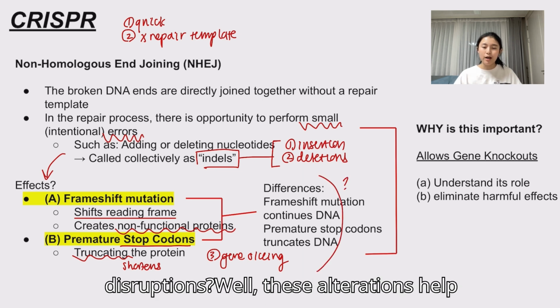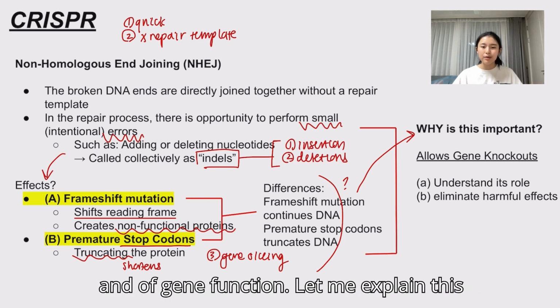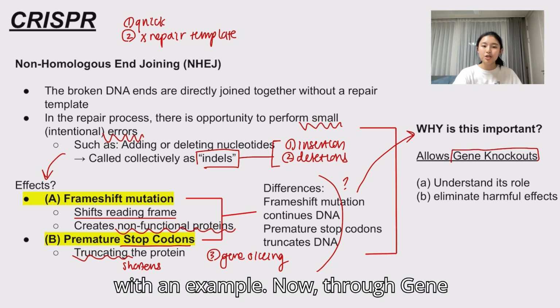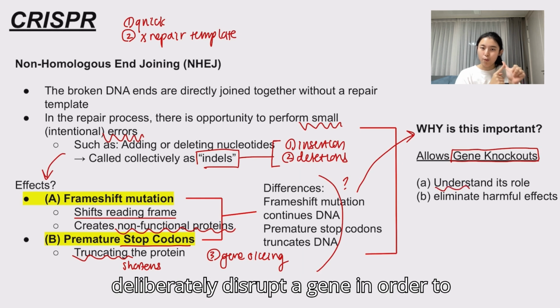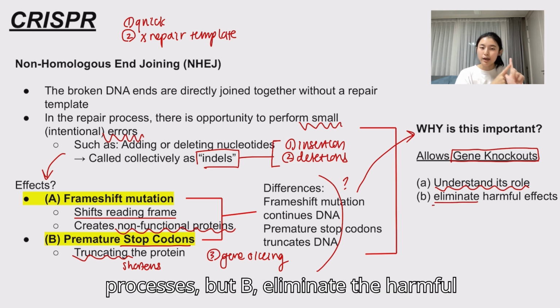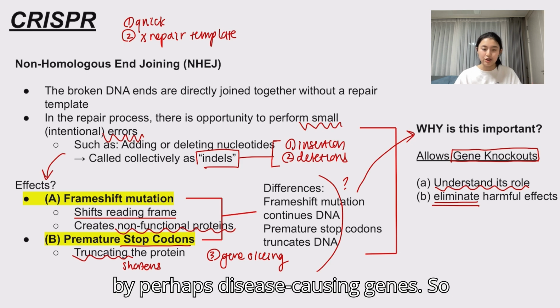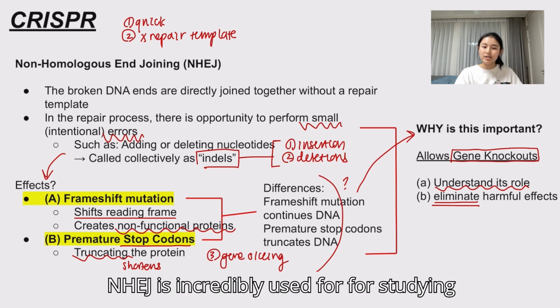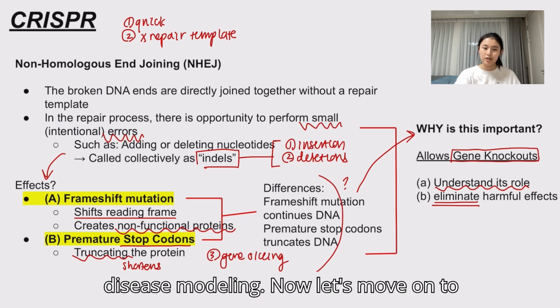Well, these alterations help us develop a greater understanding of DNA and of gene function. Let me explain this with an example. Now, through gene knockout, researchers can essentially A, deliberately disrupt a gene in order to understand its role and its biological processes, but B, eliminate the harmful effects of a gene, such as those carried by perhaps disease-causing genes. So NHEJ is incredibly useful for studying gene functions and for applications like disease modeling.